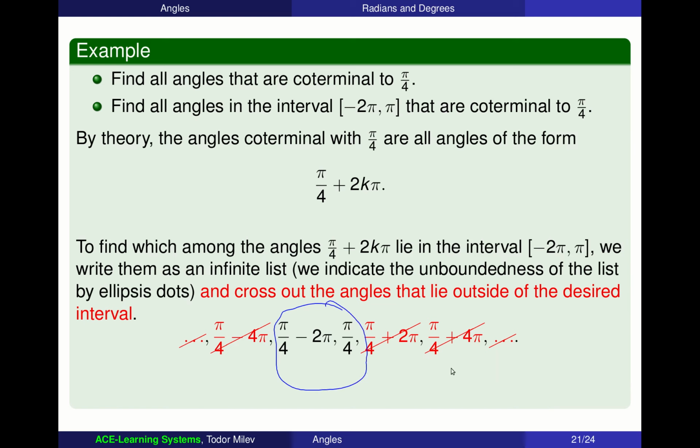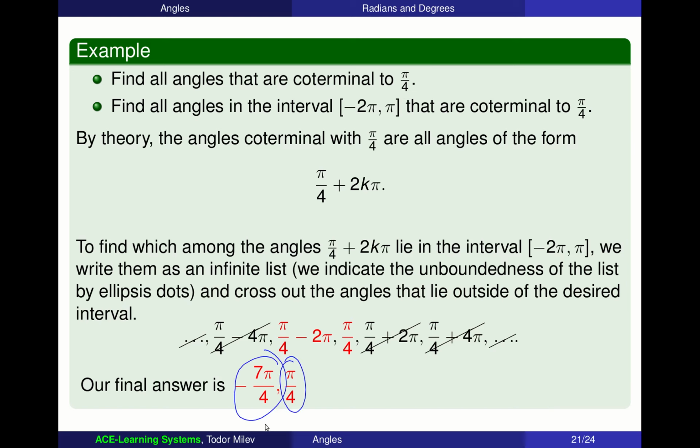These are the two angles coterminal with a starting number pi over 4. So these are the two angles that lie in the interval between negative 2 pi and pi. So our final answer is pi over 4, and pi over 4 minus 2 pi, which, if you compute it, you will see equals negative 7 pi over 4.